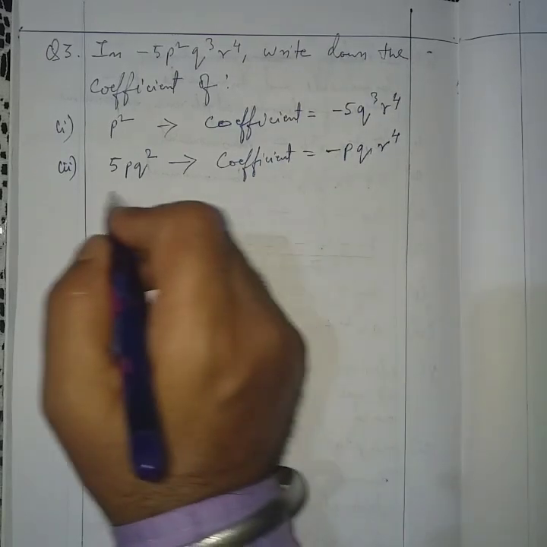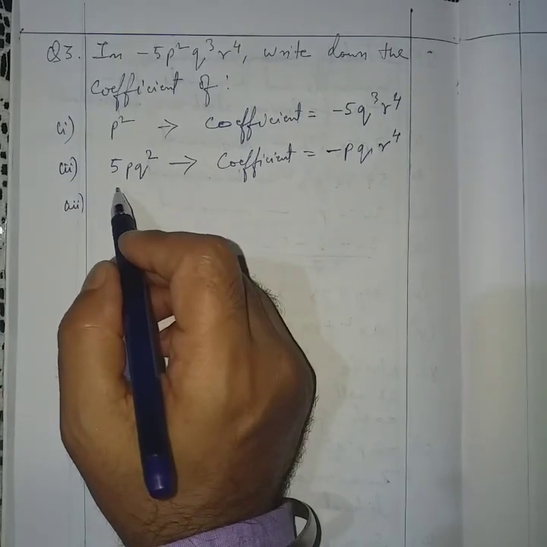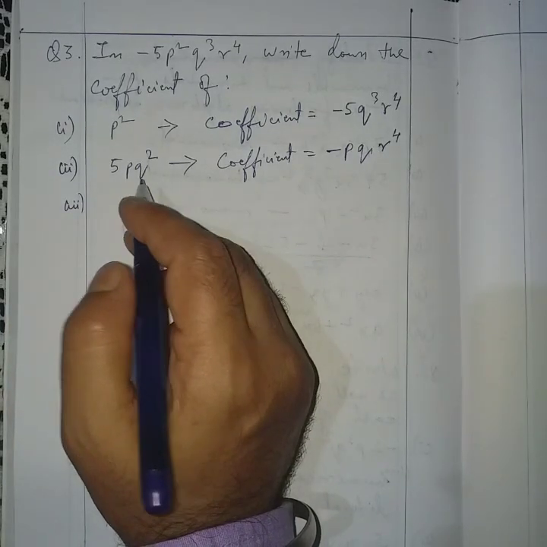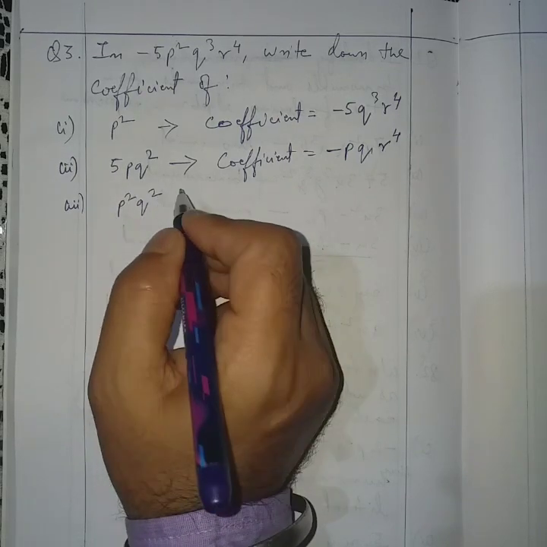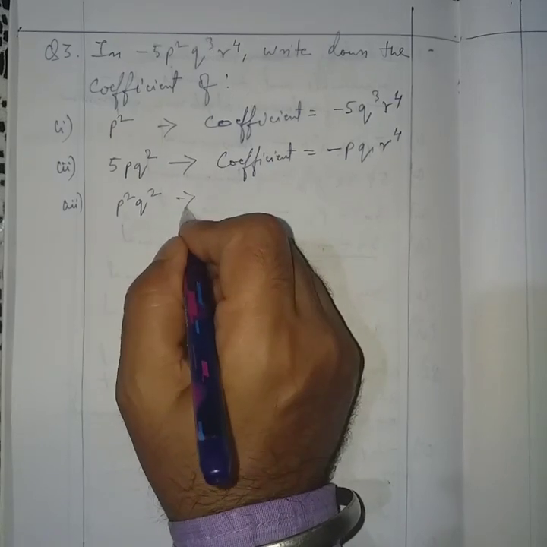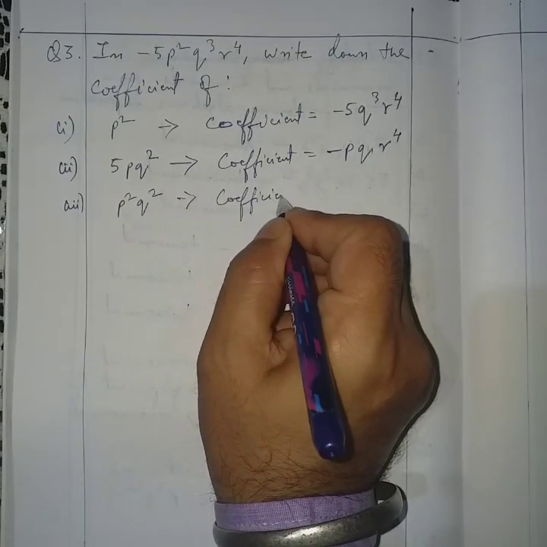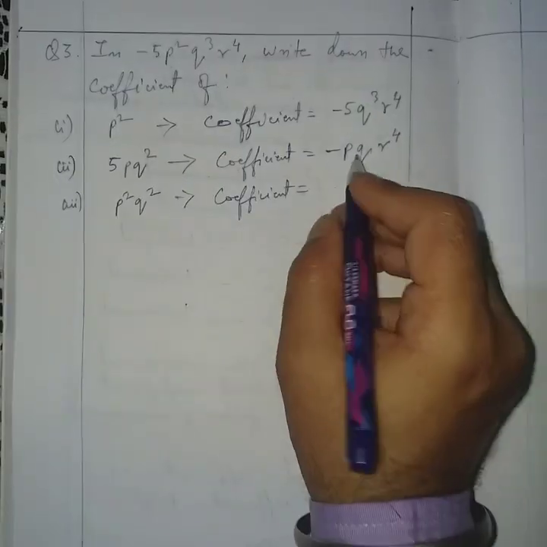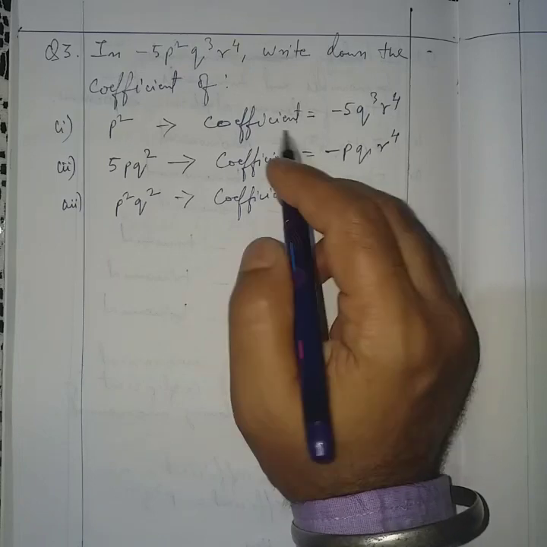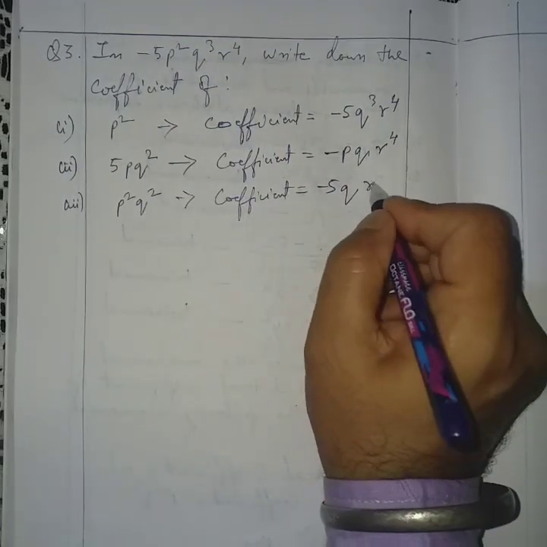The next is number 3, p square q square. So the coefficient of this one will be equal to p square q square. So minus 5 q and r to the power 4.